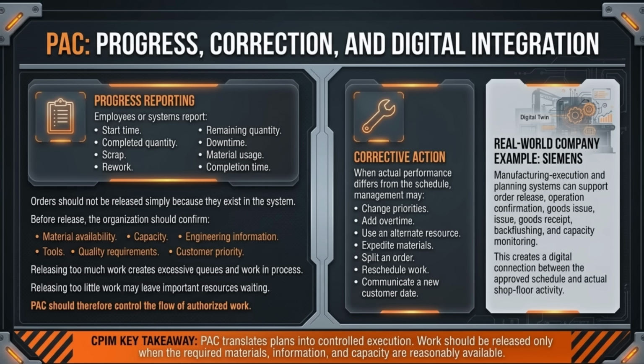Real-world company example: Siemens. Manufacturing execution and planning systems can support order release, operation confirmation, goods issue, goods receipt, backflushing, and capacity monitoring. This creates a digital connection between the approved schedule and actual shop floor activity. CIPM key takeaway: PAC translates plans into controlled execution. Work should be released only when the required materials, information, and capacity are reasonably available.